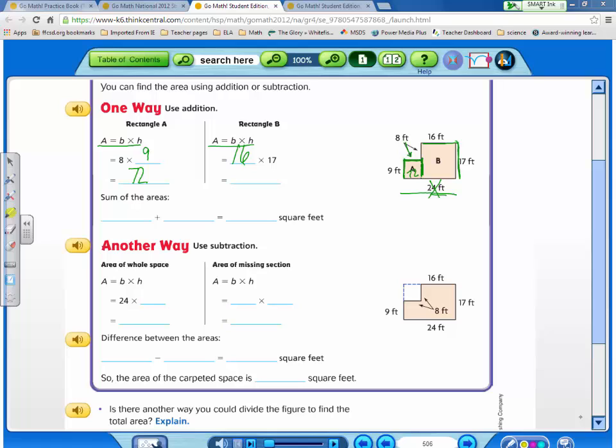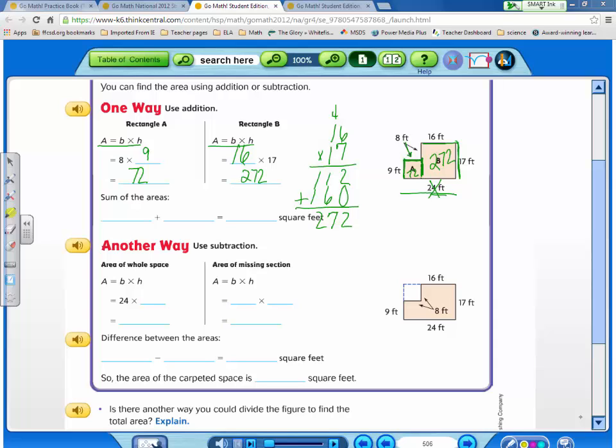Now I'm going to do my work over here, and I'm going to do 16 times 17. 6 times 7 is 42. 7 times 1 is 7, plus 4 is 11. I'll start with my 0. 1 times 6 is 6. 1 times 1 is 1. I'll add my two partial products, and I'll get 2, 7, 2. So 272 for this one, and I like to write it in.